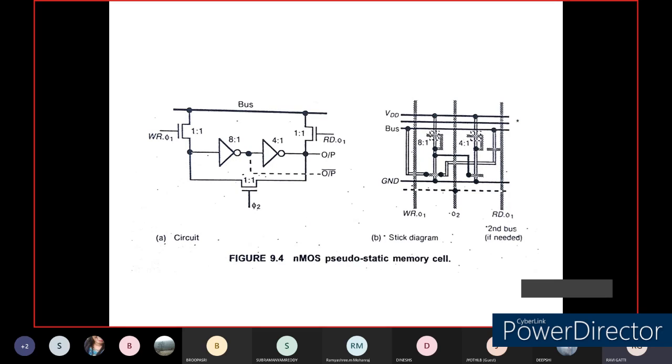With the use of this bus we can implement a write operation and a read operation, depending upon the values we feed to the WR pin and the read pin, along with the clocking frequency Fn. So this is the stick diagram corresponding to the static memory cell.